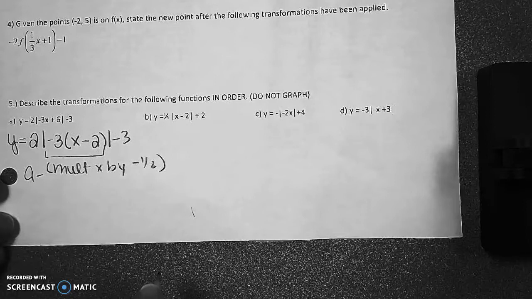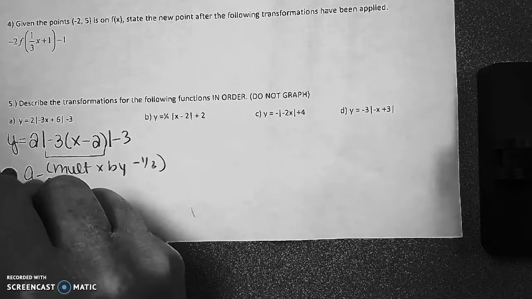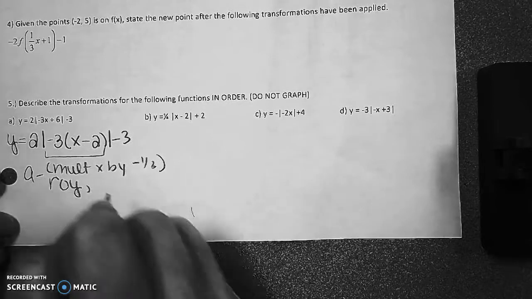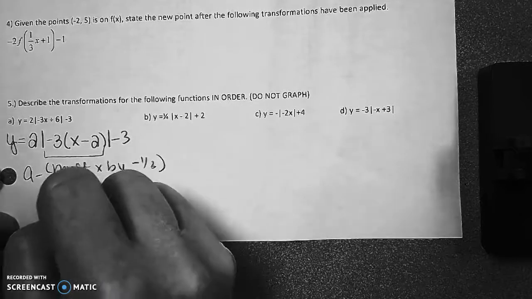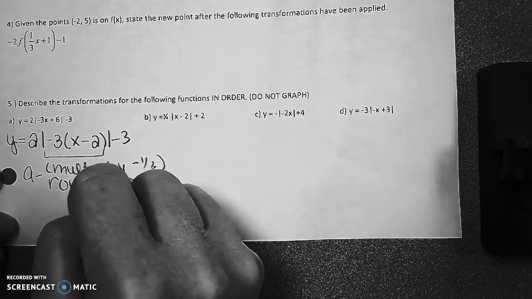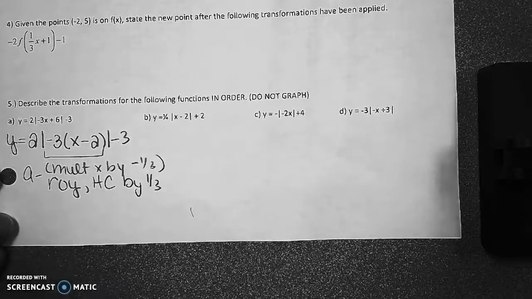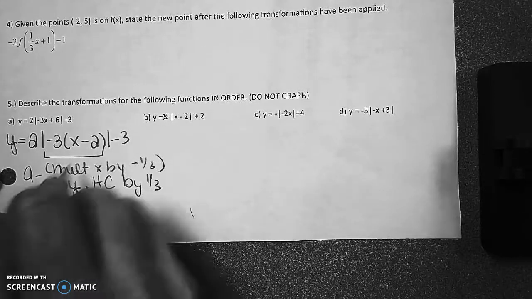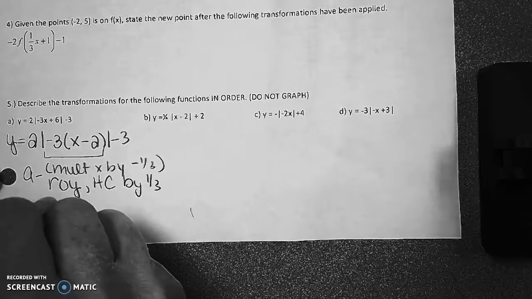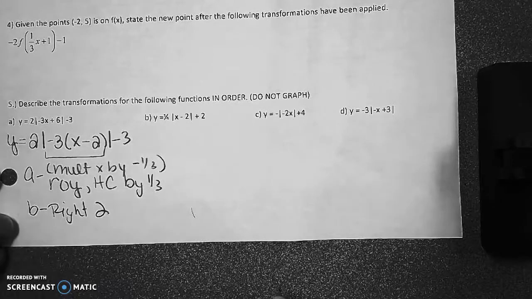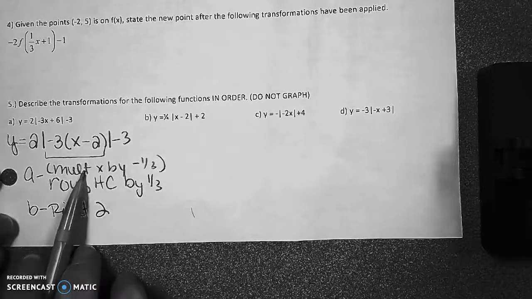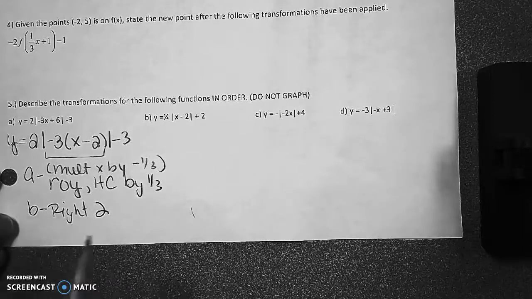Well, that actually is going to get two descriptions. If I multiply my x's by a negative, that's a reflection over your y. And if I multiply by 1/3, that's a horizontal compression by 1/3. And then next, I can see that I'm going to be going right 2. And those would need to come in that order. You have to multiply your x's before you add your x's.